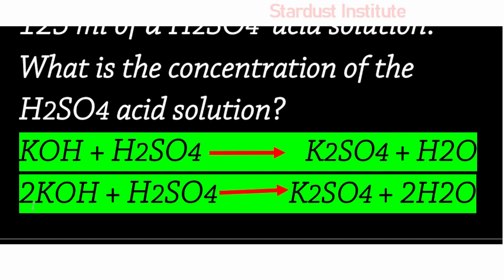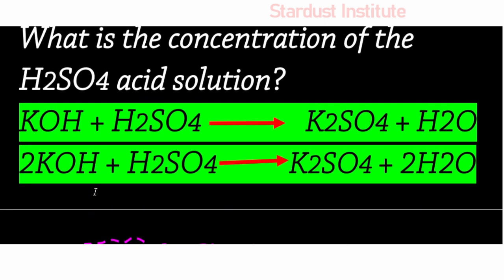Now you can see on the left hand side 2 potassium, on the right hand side 2 potassium; on the left hand side 6 oxygens, on the right hand side 6 oxygens; on the left hand side 4 hydrogens, on the right hand side 4 hydrogens. To solve this problem, we want to find the ratio. That's why we balance this chemical equation.